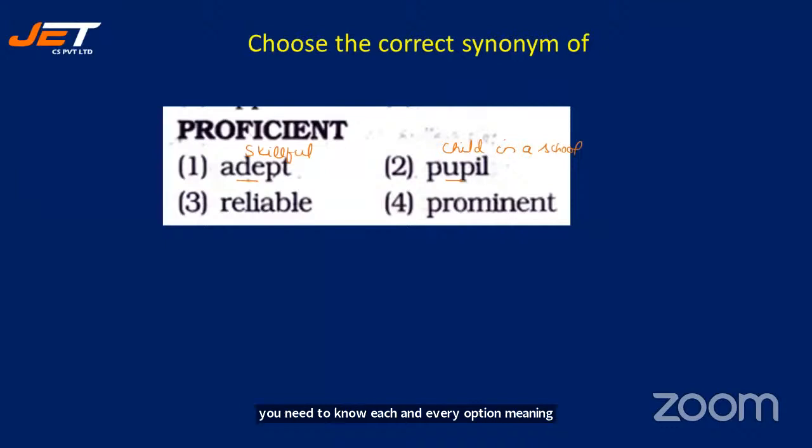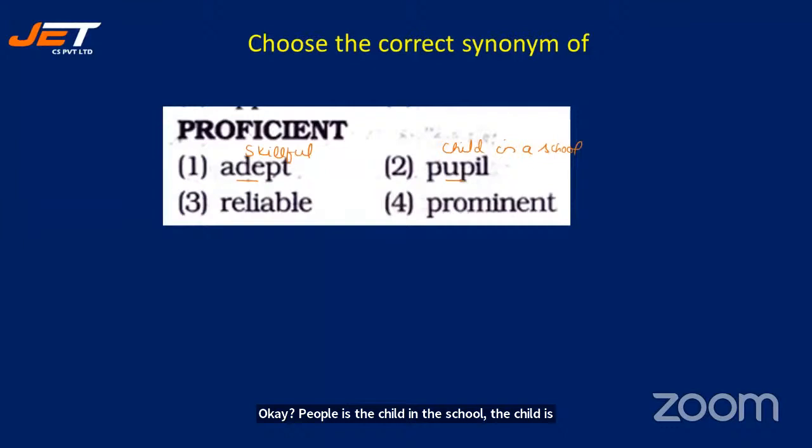Like adept, it means skillful. You are very skilled in one particular profession. Okay. Pupil is the child. In a school, a child is called a pupil. Reliable means what you rely on.